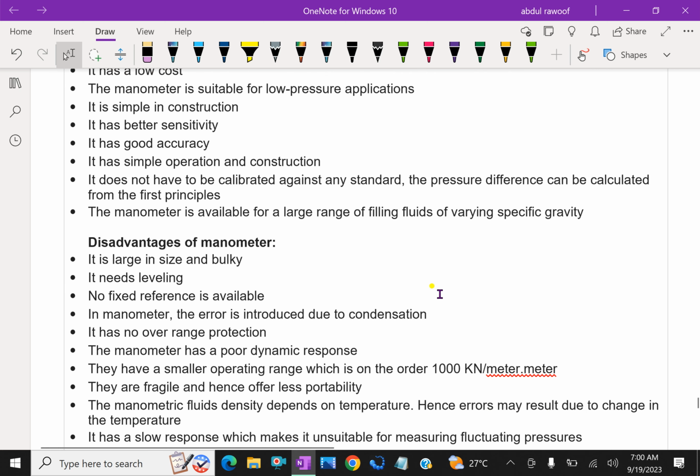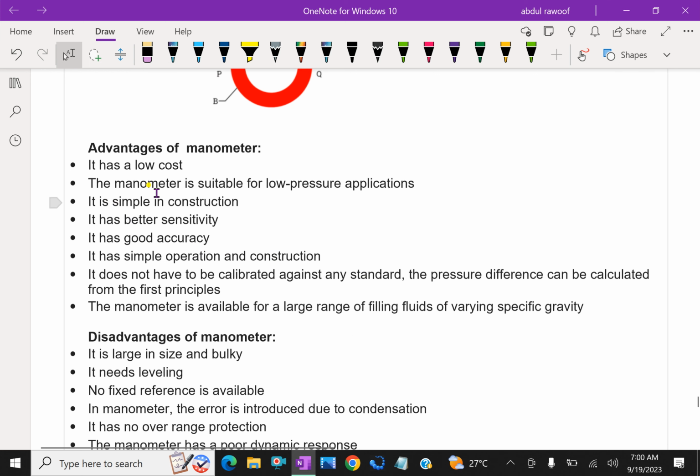Here, advantage of manometer. It has a low cost. The manometer is suitable for low pressure applications. It is simple in construction, has better sensitivity, good accuracy. It has simple operation and construction. It does not have to be calibrated against any standard because directly you can use it. The pressure difference can be calculated from the first principle. The manometer is available for a large range of filling fluids of varying specific gravity.